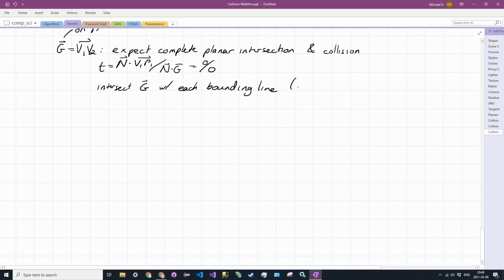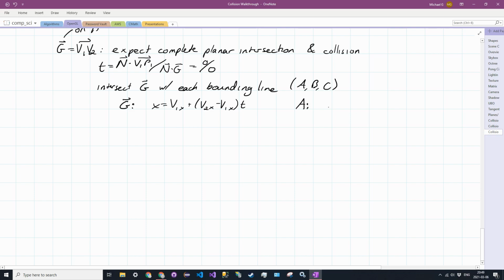Each of the bounding lines A, B, and C. So let's just look at G with A, and the process is the exact same for B and C. If we look at the line definitions for G and A, G is going to be x is equal to v1x plus v2x minus v1x times the parameter t.